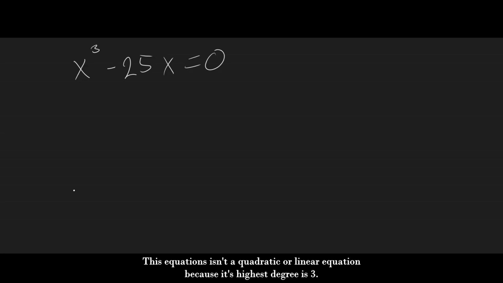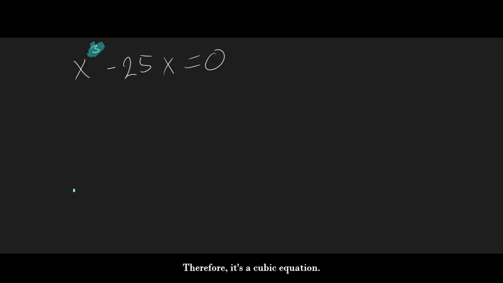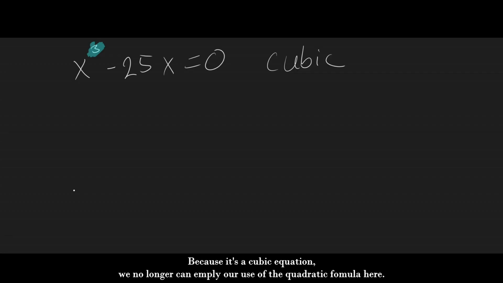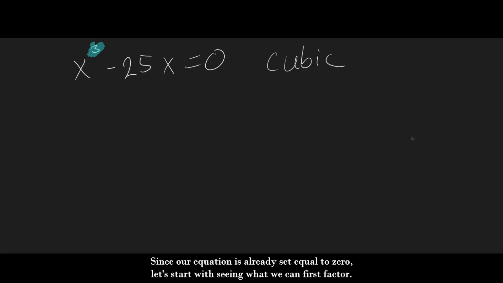Let's start by looking at the equation x cubed minus 25x equals 0. This equation isn't a quadratic or a linear equation because its highest degree is 3. Therefore, it's a cubic equation. Because it's a cubic equation, we no longer can employ our use of the quadratic formula here. While a cubic formula does exist, it's much too advanced to be used practically. Since our equation is already set to 0, let's start with seeing what we can first factor.